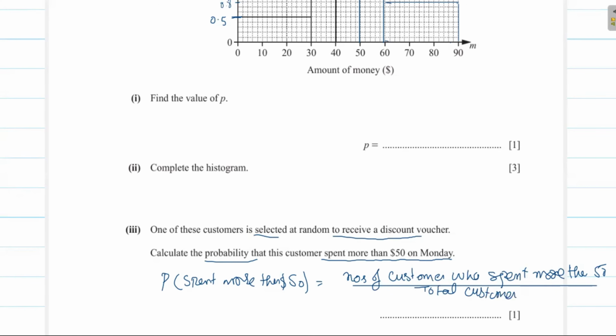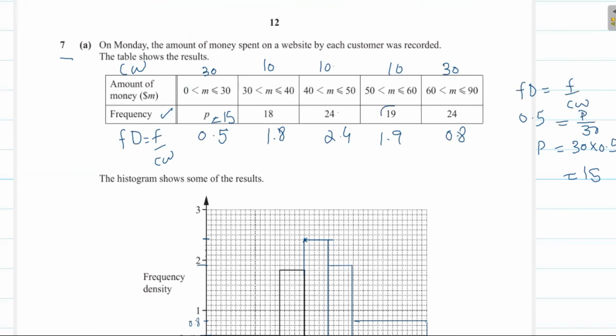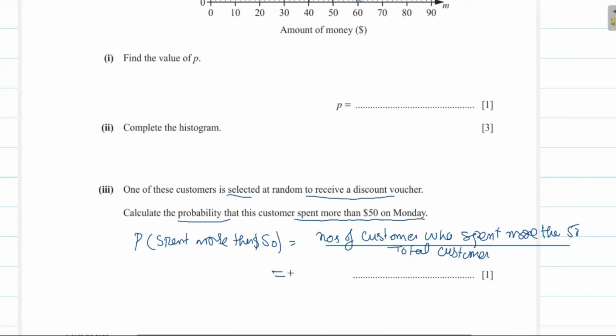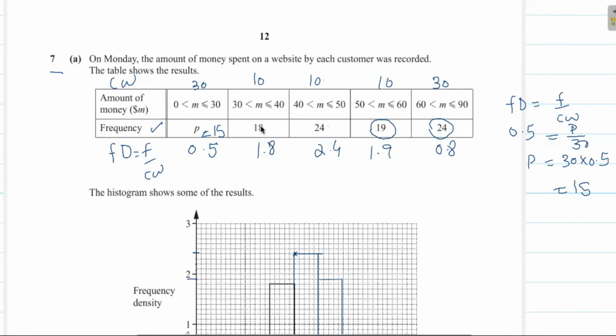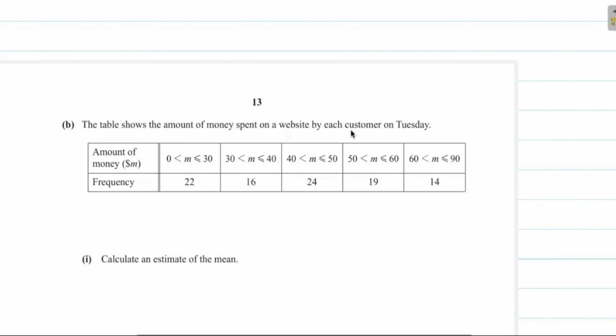Now you see here the total number of customers who spend more than $50. These are the customers, 19 plus 24. We write this value here, 19 plus 24, divided by total customers, which are 15 plus 18 plus 24 plus 19 plus 24, that's equal to 100. You can find this value by calculator. Now we put the value here, total number of customers is 100, and that is equal to 43 over 100, and this is 0.43, the probability.